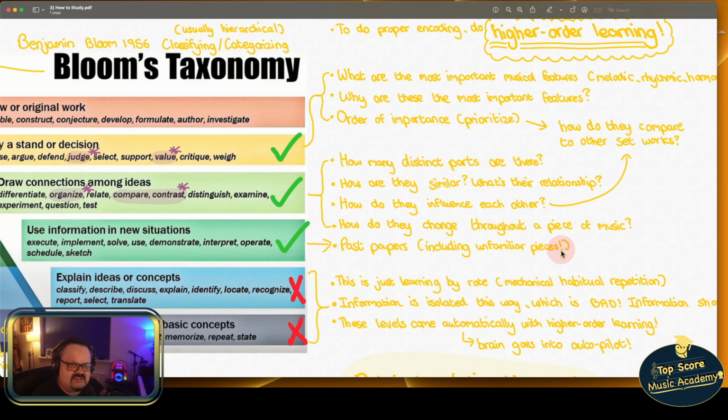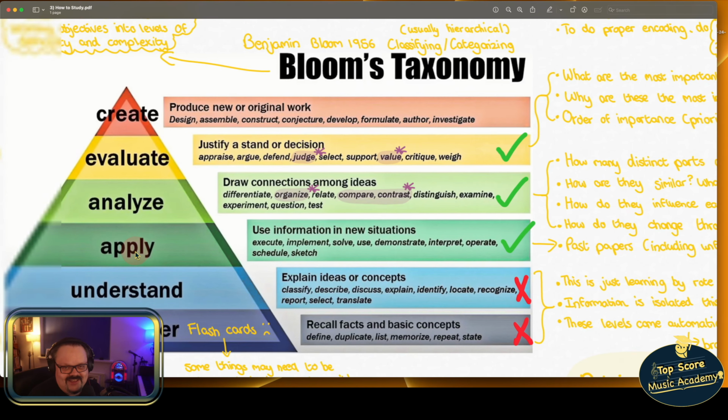So your revision is going to be good if you can apply that and practice, and in your study periods go through past papers and do this with unfamiliar pieces as well. So it's not just your set works. You should be able to apply this knowledge to completely new and unfamiliar pieces of music as well. So yeah, that's what you mean by applying your knowledge.